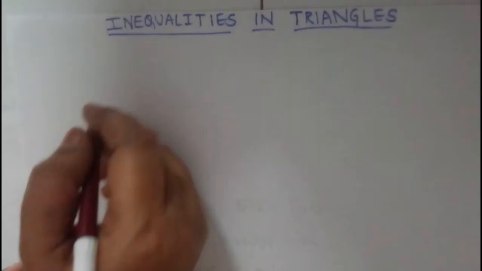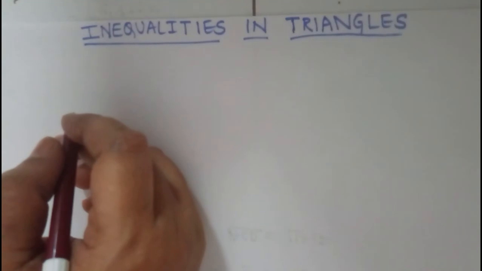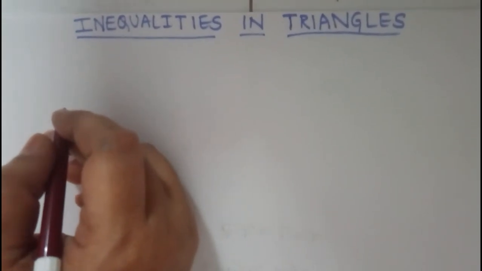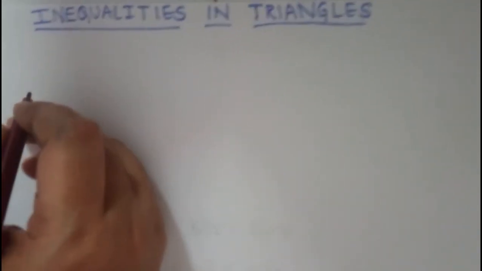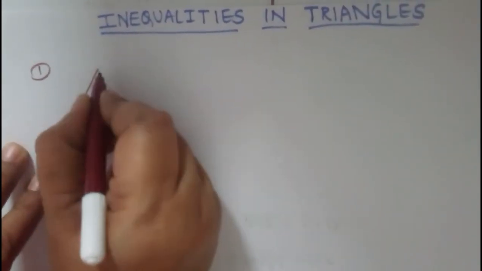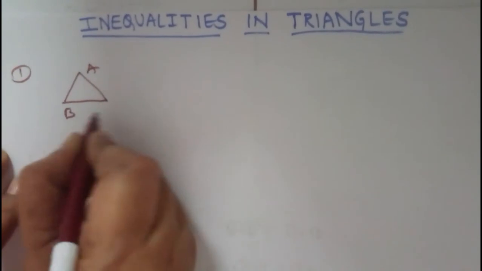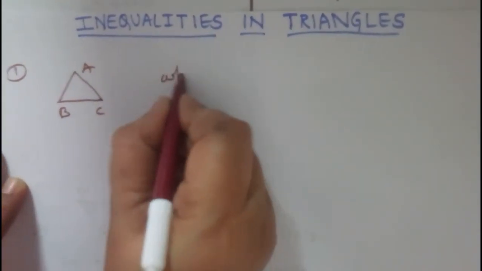In previous class, we have studied criteria for congruence of triangles. Now we'll discuss some properties of triangle. What is the angle sum property of triangle? It is a triangle ABC. What is the angle sum property?